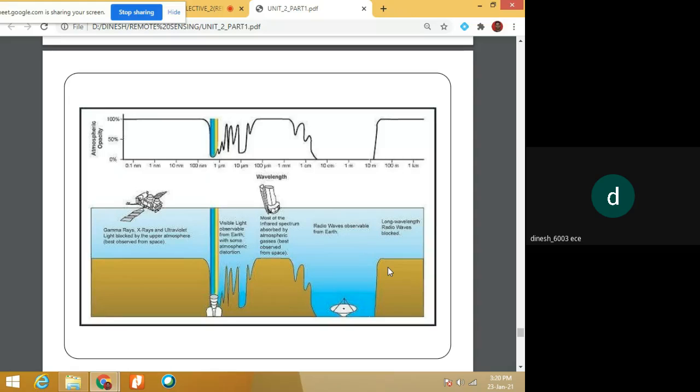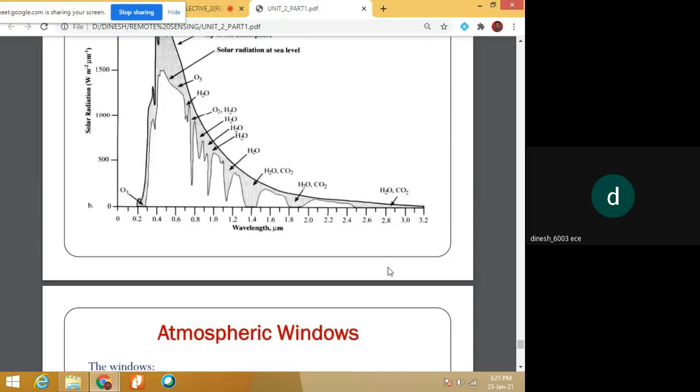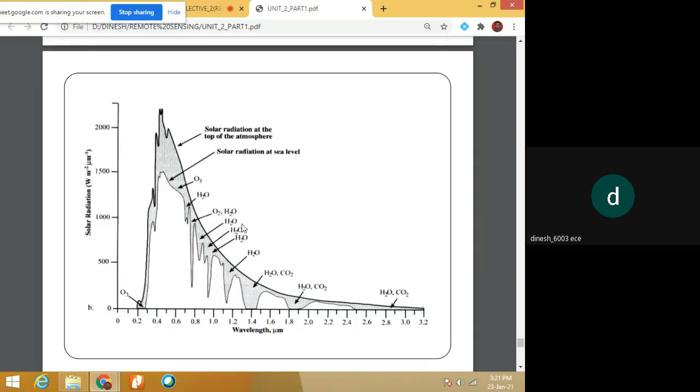Gamma rays, X-rays, UV rays are around 1.1 nanometer to 10 nanometer. Visible spectrum around 1 micrometer. Infrared spectrum around 50 micrometer to 1 millimeter. Radio waves that are observable from Earth are around 5 centimeter to 10 meters, and the long wavelength radio waves are always blocked. Okay. This is the same diagram that we had seen.